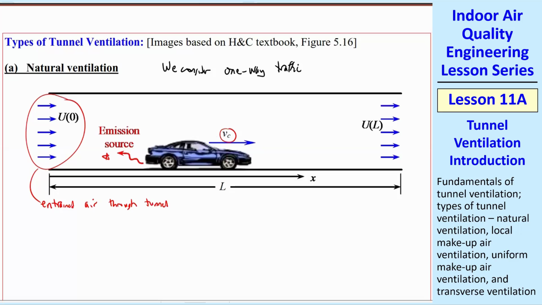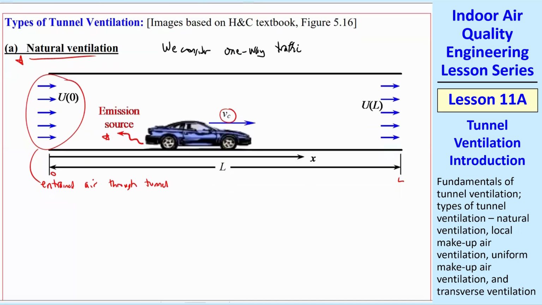Again, the tunnel goes from 0 to L, and we're talking here about natural ventilation first, and that means that there's no forced ventilation at all. There's nothing in there. It's just a tube. There's some natural ventilation because of what I said here. There's some entrained air through the tunnel, so you get some capital U. These are a good design for short tunnels.